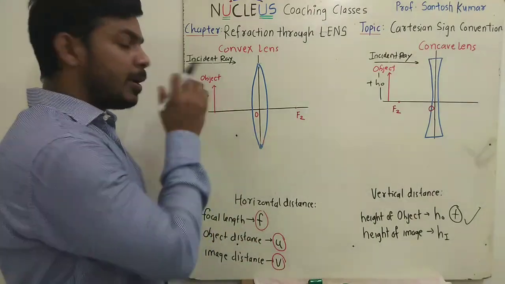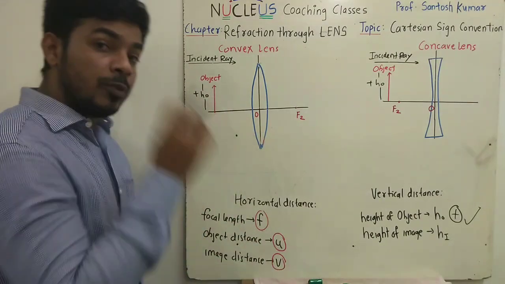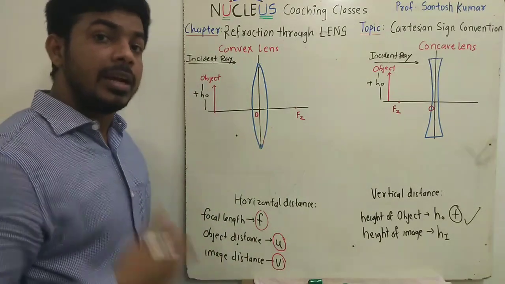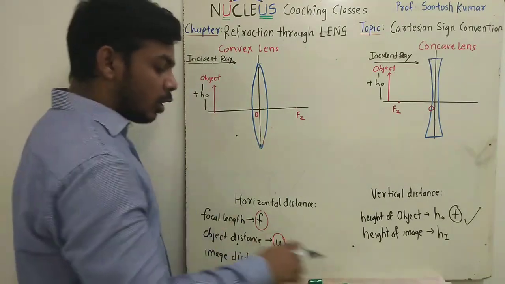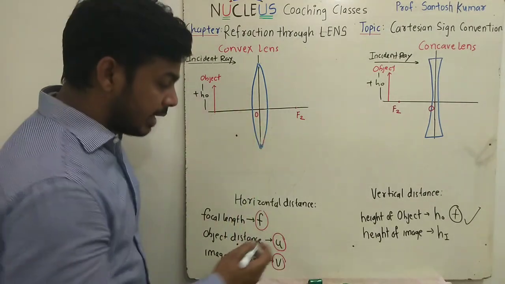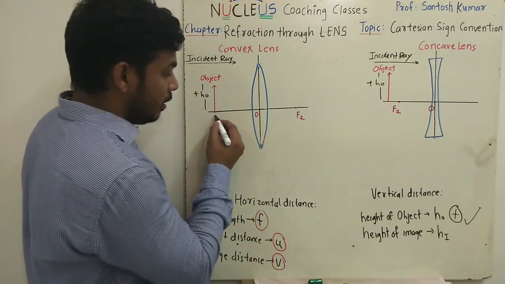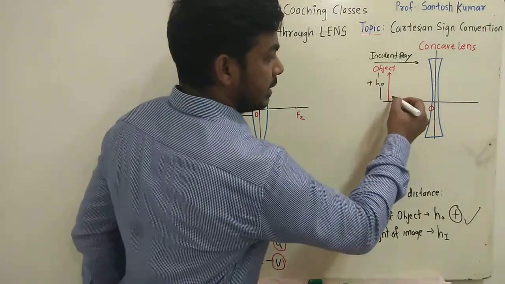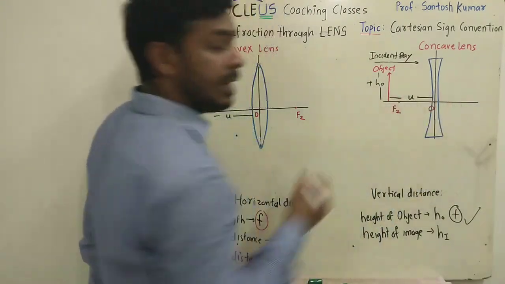So whenever we keep an object, it should always be placed on the left hand side of the lens, which is called object kept in front of the lens. So if I talk about the distance of object from the lens, I am talking about u. So this will be taken as u, and here the object's distance from the lens will be taken as u.